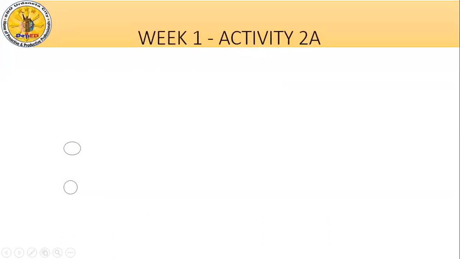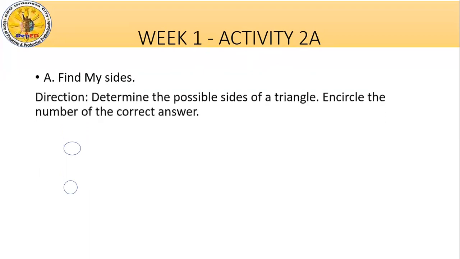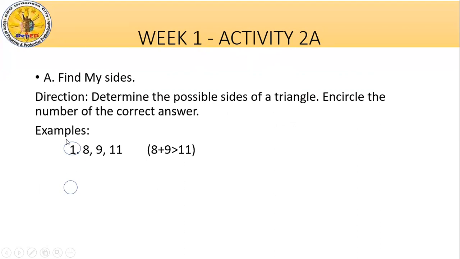For activity 2A, find my sides, letter A. So determine the possible sides of a triangle. Encircle the number of the correct answer. So I showed you that earlier. Example number 1, there is already a circle. Why do you think this is correct? It is correct, which is why it is encircled. Because if you're going to add 8 and 9, it's equal to 17. And 17 is greater than 11.